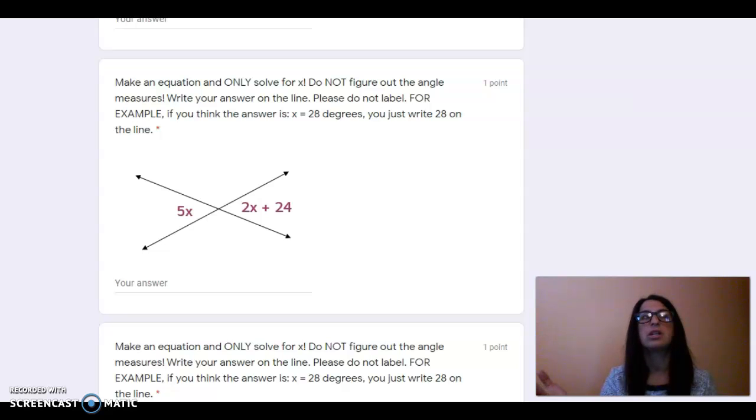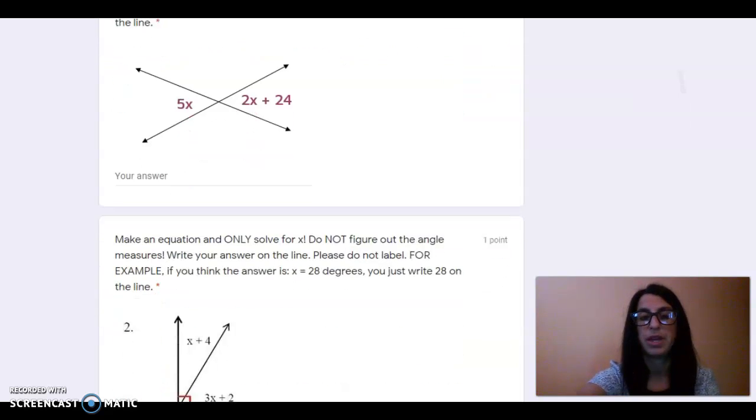So you're going to either put these two numbers equal to each other, or you're going to add them together and put them equal to 90 or 180. So you need to know the angle relationship. So again, do not figure out the angle measures. Please write your answer on the line. Do not label. For example, if you think the answer is x equals 28, just write 28 on the line. You're solving for x. Do not find the actual angle measures.